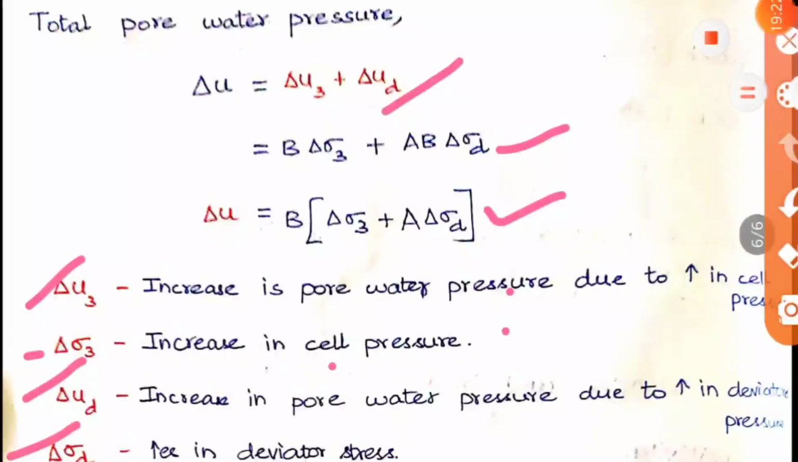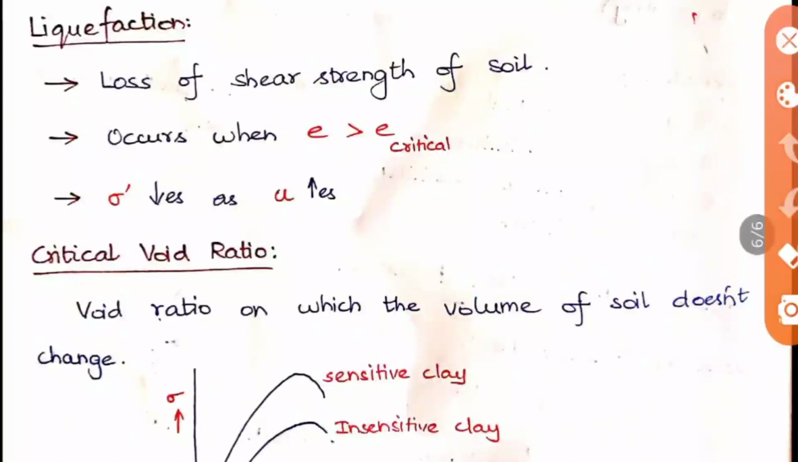And then comes liquefaction. We already know that when the pore water pressure becomes equal to the stress, the effective stress will become 0. At that time the soil will become like quicksand, an aqueous condition, and liquefaction is that only. Here there is a loss of shear strength, because as the effective stress is equal to 0, we get a shear strength equal to 0 at that point.